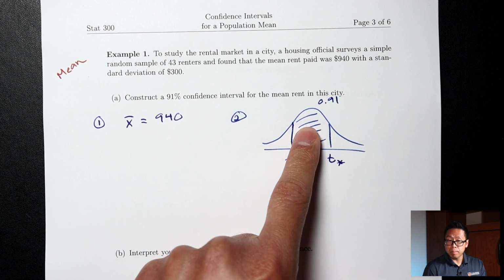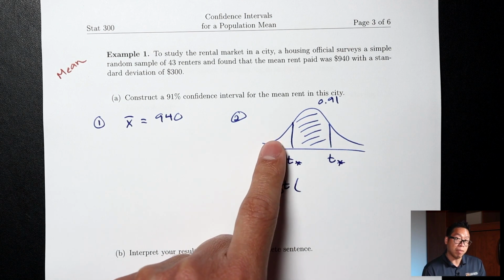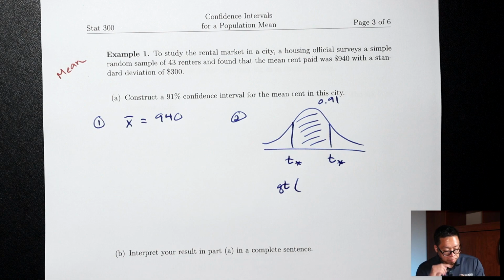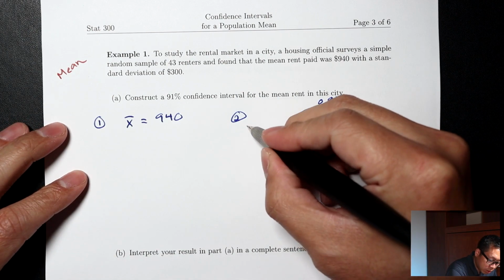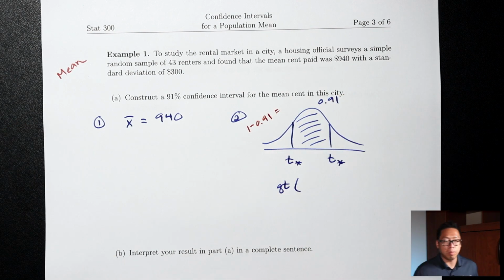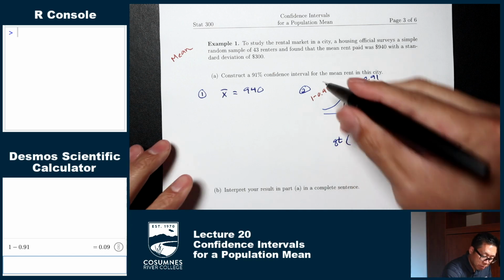It's not 0.91. 0.91 is the area in the middle. So I want the unshaded left part here. So how do I find the unshaded left part? I'm going to start by doing 1 minus 0.91. Okay, let me switch over to the calculator here. 1 minus 0.91 is 0.09.